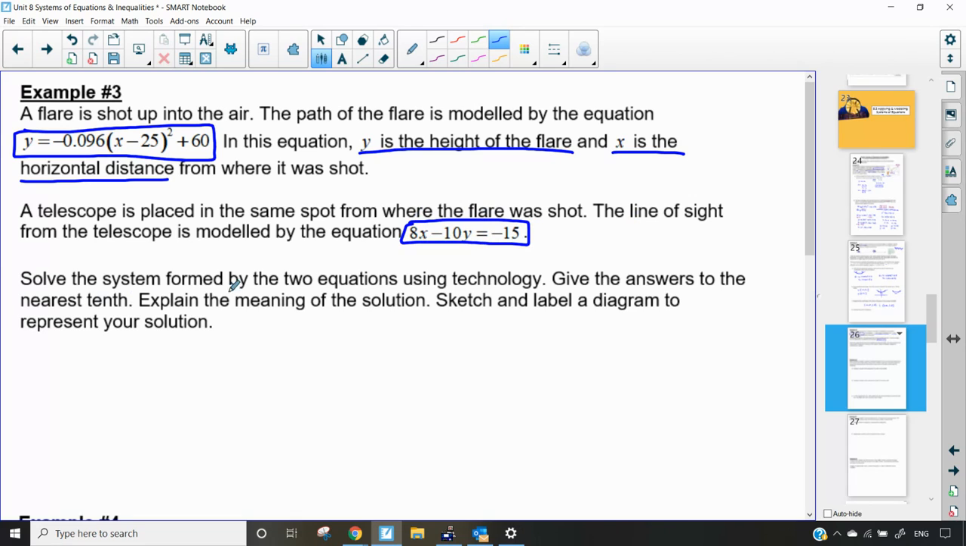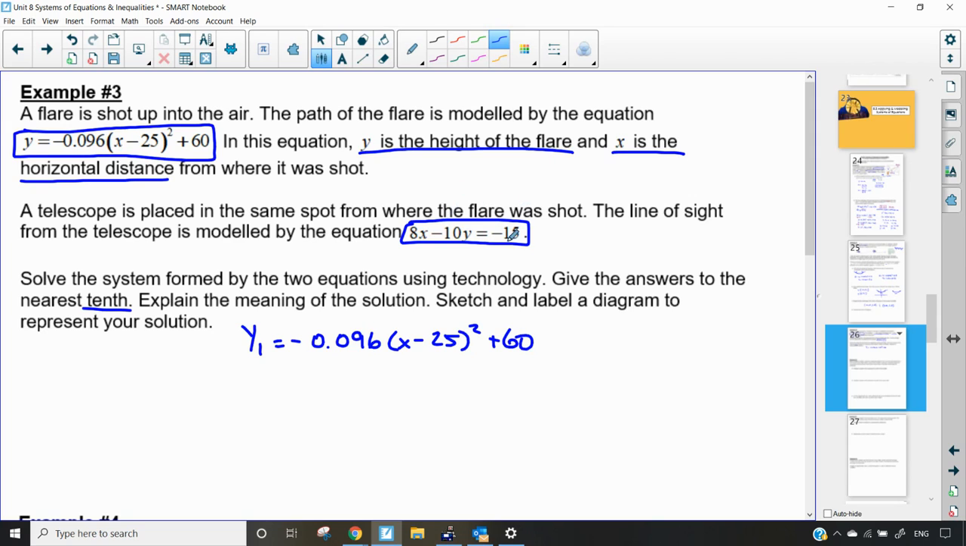And we're asked to solve the system formed by the two equations using technology, so we'll use our calculators again, and we're asked to give the answers to the nearest 10th. And then it says, explain the meaning of the solution. Sketch and label a diagram to represent your solution. So we're going to start off by graphing these in our calculator. And so for y1, we're going to have -0.096 times (x minus 25) squared plus 60.